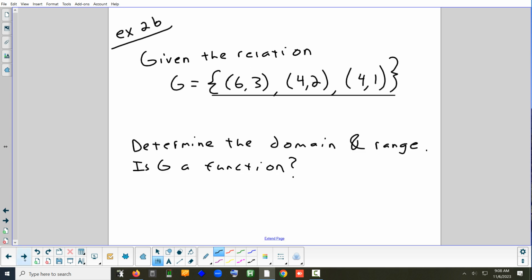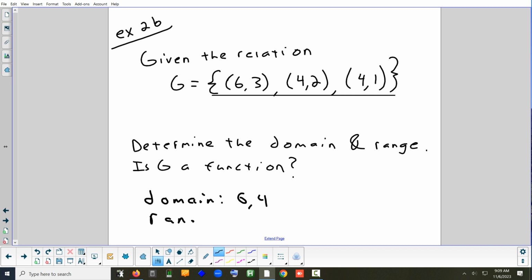Right, let's try another one. Okay, this is relation G. A little smaller. It only has 3 coordinates in the relation. So it says determine the domain, the range, and then tell me if it is a function. Okay, domain. Same thing with domain. If there's a number that repeats, you don't have to write it twice, just once. So what's the domain here? 6, 4, 4. Okay, so what would you put for your domain? 6 and 4. Yep. So remember, the domain is a list of all the numbers that you see in the first coordinate. If it repeats, just don't write it twice.